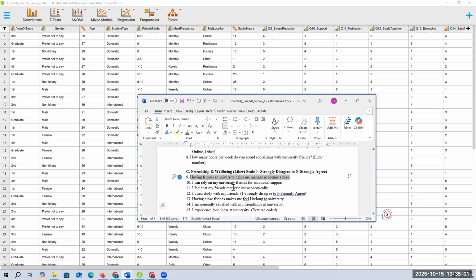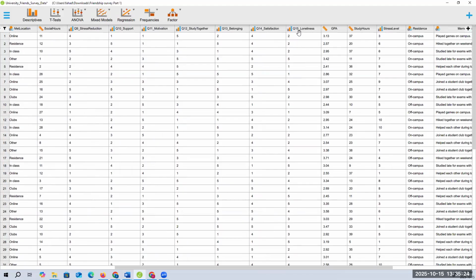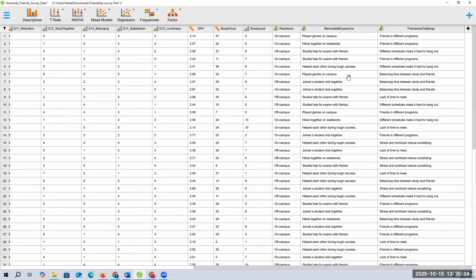Question 10 was related to support. Question 11, motivation. Question 12 was study together. Question 13 was belonging: having close friends makes me feel I belong at university. Question 14: I'm generally satisfied with my friendships at university. And then question 15, we can move on over here. You can see it's loneliness, coded as question 15. Then GPA, study hours, stress level, residence, and then we have some textual information.